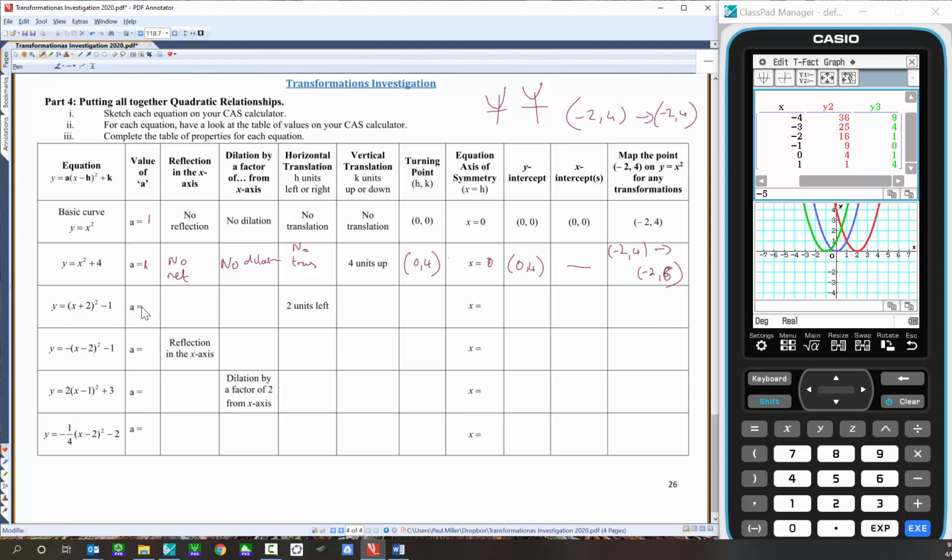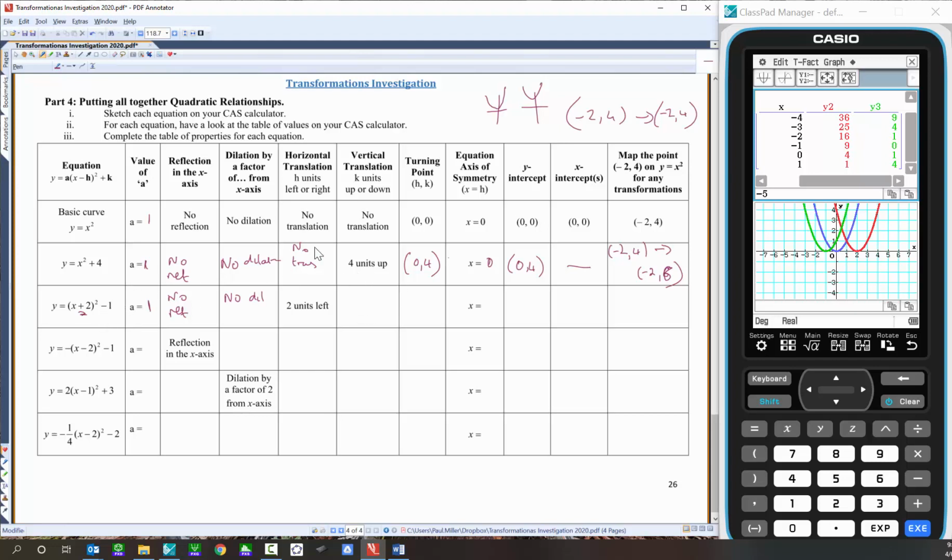Okay, so our a value on this one here. So it's got a 1 out the front of the thing being squared, so we're going to say it's an a value of 1. That means no reflection because it's positive, and because it's 1, it means no dilation. Now this one here has gone 2 units to the left. How do I know? It's plus 2 there. Remember that whatever that is there, it will shift it left or right by a factor of k. If it's plus 2, it'll shift it 2 units to the left. If it's minus 2, it'll shift it 2 units to the right. It's a bit counterintuitive, okay, but review that previous part there to see why.